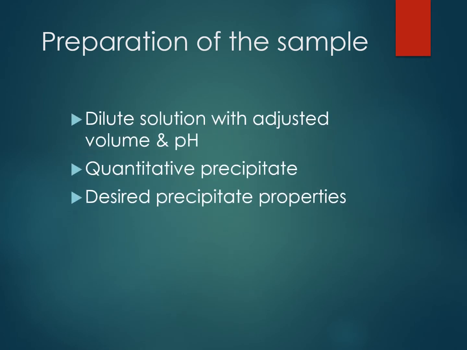To begin with, we must prepare the sample solution using an accurate combination of analyte and dissolving agent. It is important to adjust the volume and pH of the analyte solution so that we get the desired properties of the final precipitate. Also, this adjustment of the pH and volume helps to obtain the quantitative precipitate, thereby giving the most accurate results which are possible.